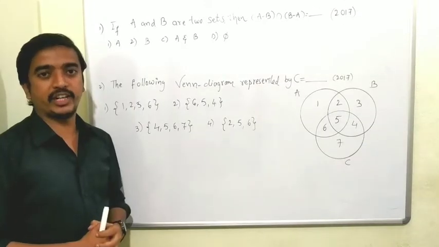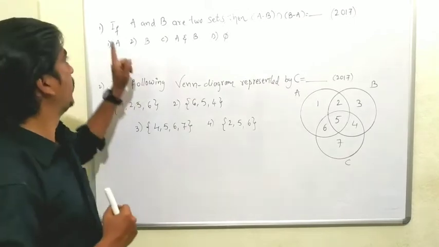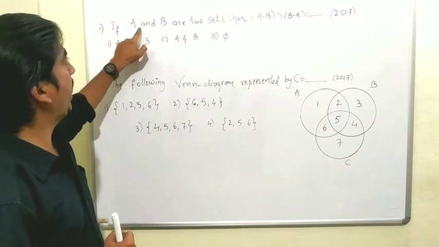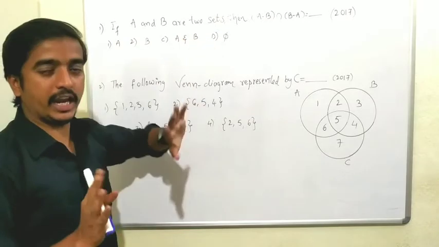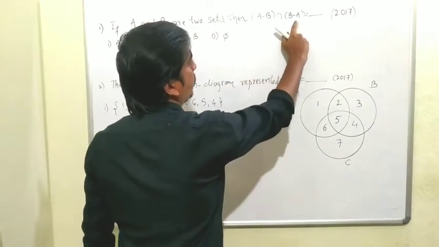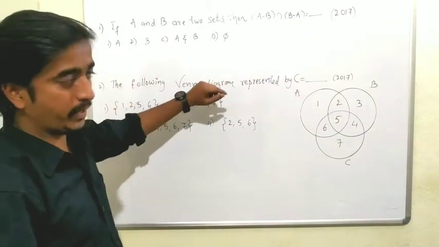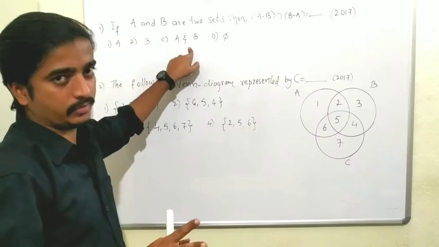In 2017, we got 3 questions from the sets chapter. Let's see what those questions are. The first question is, if A and B are any 2 sets, then A minus B intersection B minus A equals what? Is it A, B, A and B or phi? So A and B is not possible.